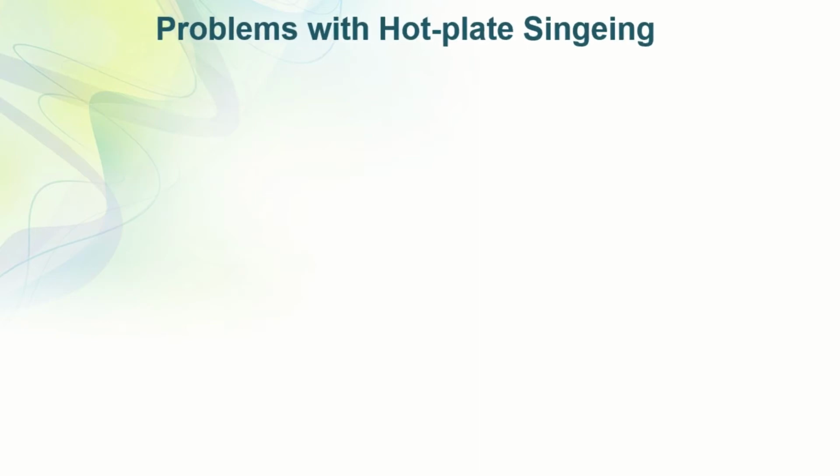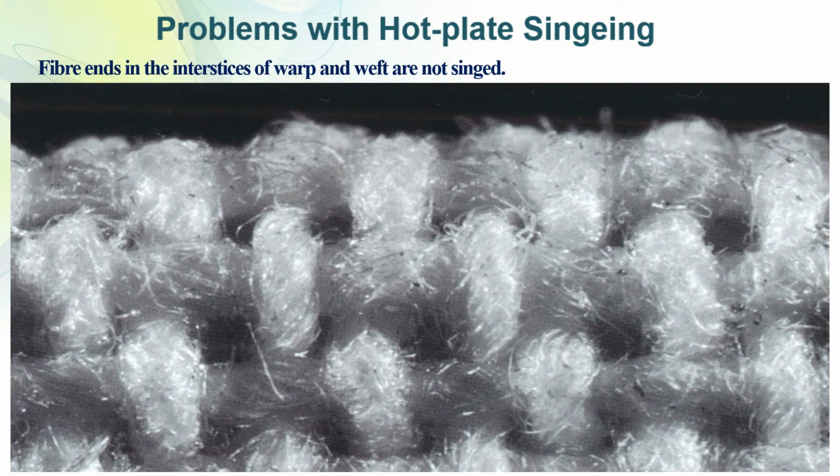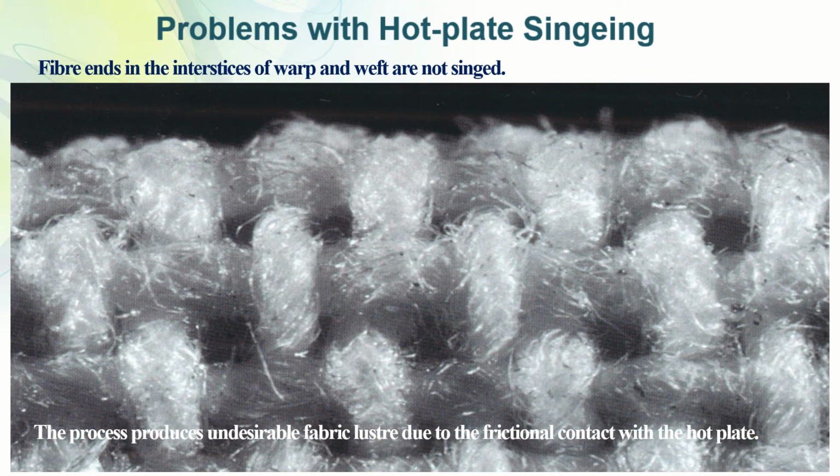Problems with hot plate singeing. Fiber ends in the interstices of warp and weft are not singed. The process produces undesirable fabric luster due to frictional contact with the hot plate.